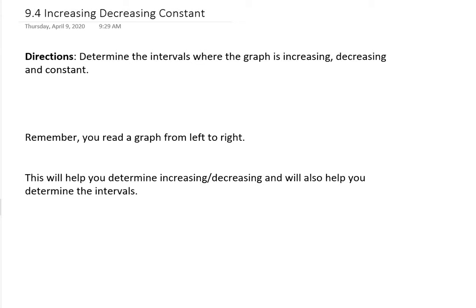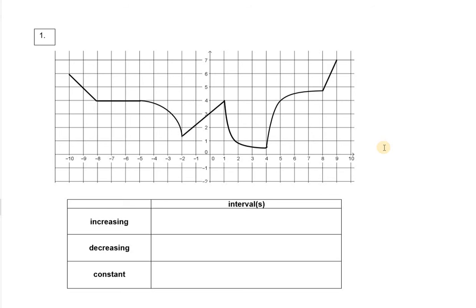Okay, we're going to be looking at graphs of functions and finding out the intervals where the graphs are increasing, decreasing, and constant. A couple of things to remember here is that you always read your graph from left to right. And if you are not given a graph, but you're just given an equation, then stick the equation in your calculator and graph it.